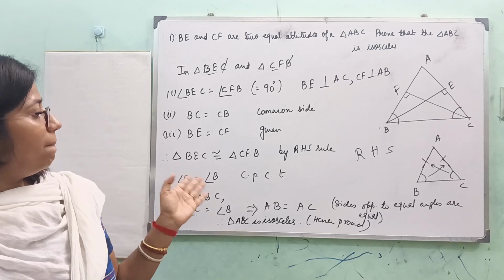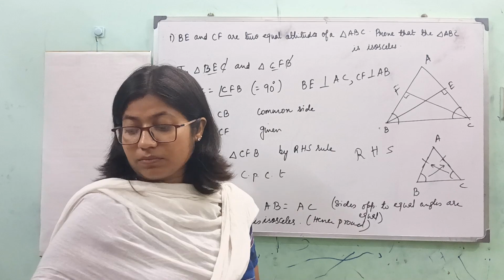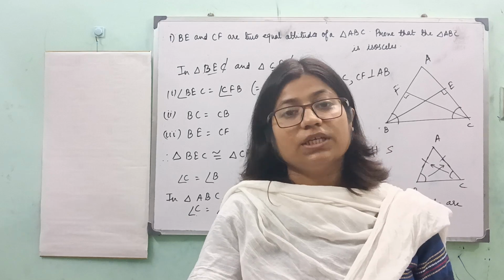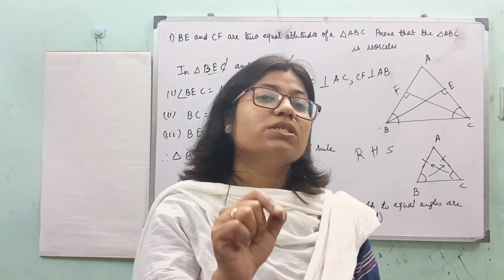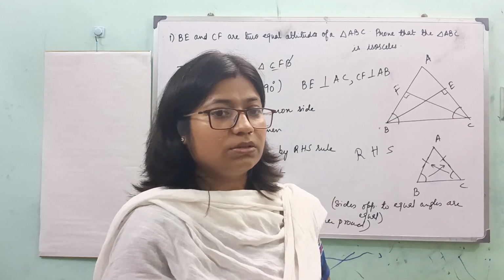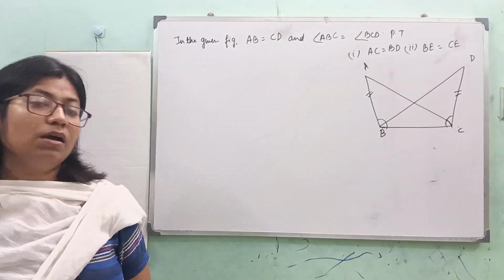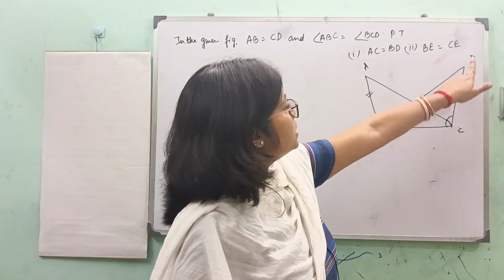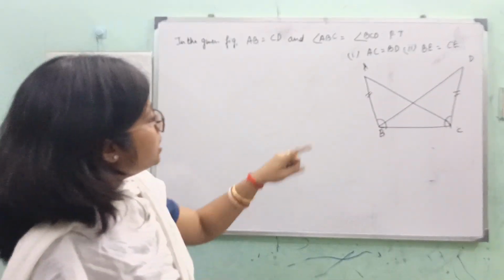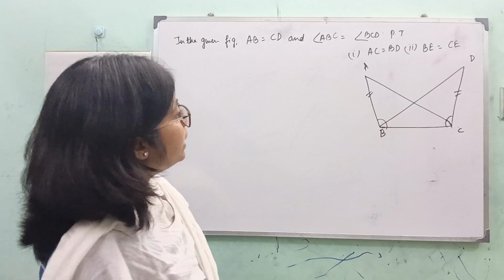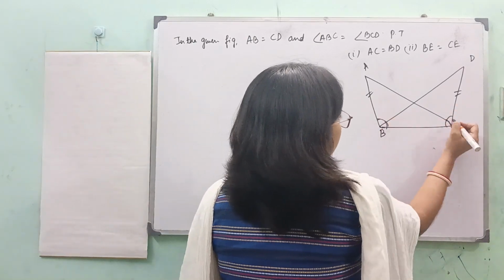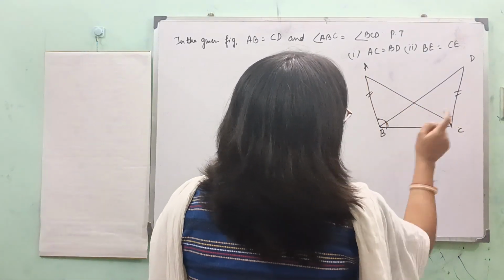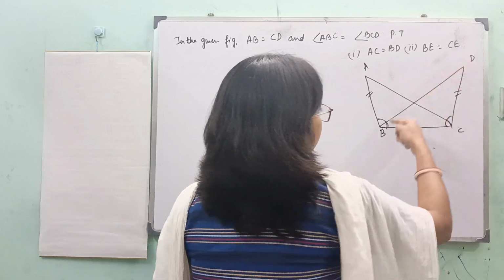Now we will be solving another sum in which I will give you some time to think about the rules that you will use. I will also show the solution to you, but I will give you some time to think about the solution. Coming to the next problem. In the given figure, AB is equal to CD, and angle ABC is equal to angle BCD. So these two angles are the same, these two sides are the same. We have to prove that AC equals BD.